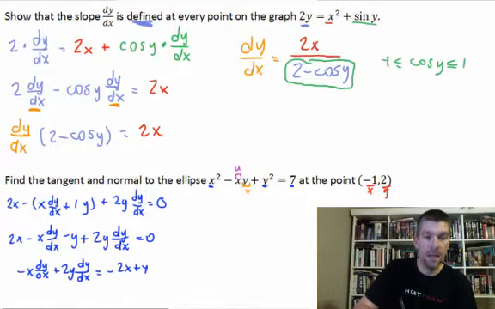Okay, and then factor out dy/dx because it's in both terms here. Here it is right here, and here it is right here. So we can factor that out. So dy/dx can come out here in front. Okay, and then it's going to be times negative x plus 2y.